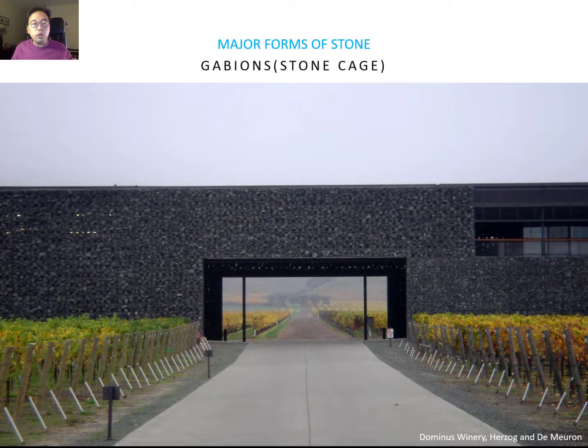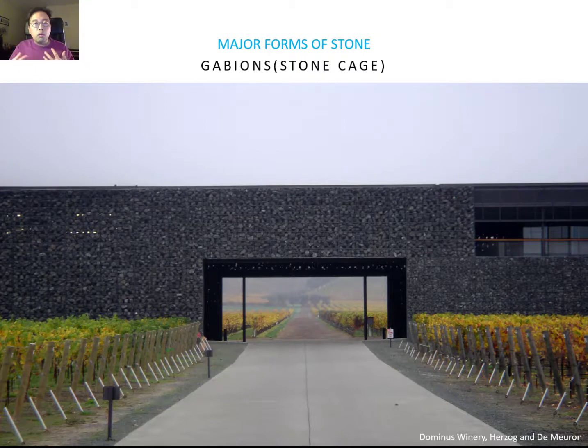You can find one really wonderful project using gabion. This is the Dominus winery designed by Herzog and de Meuron, located in the Sonoma area, I believe. It's close to Napa Valley. You can see that with this gabion, they're using a cage, and then they collect the local stone, and try to express the locality, and try to camouflage from this existing nature by collecting the local stone for their elevation.